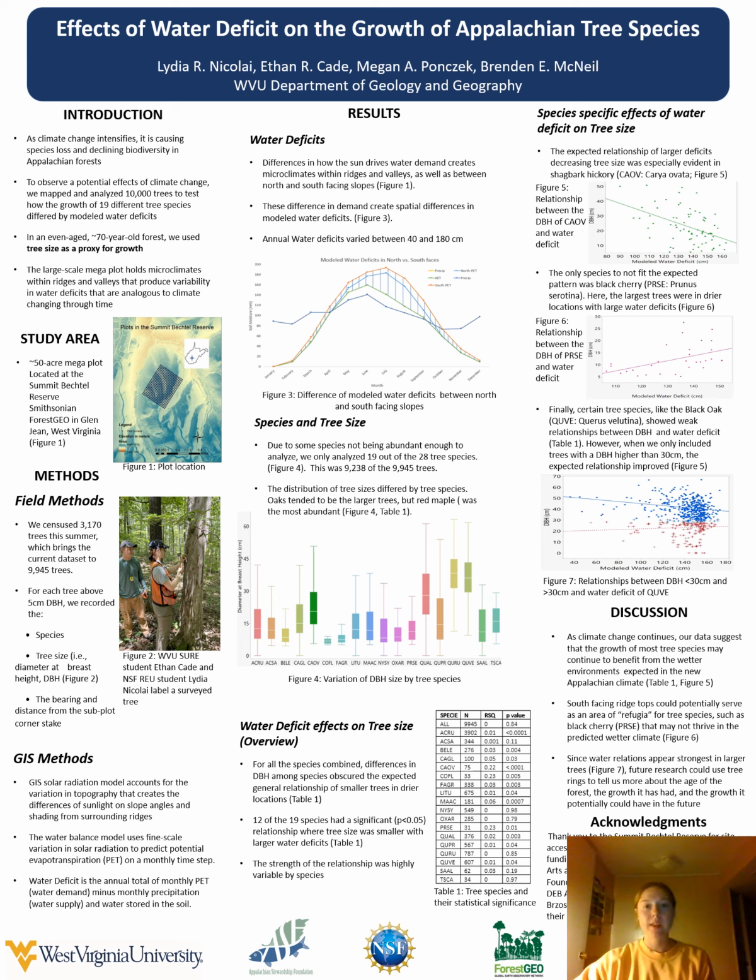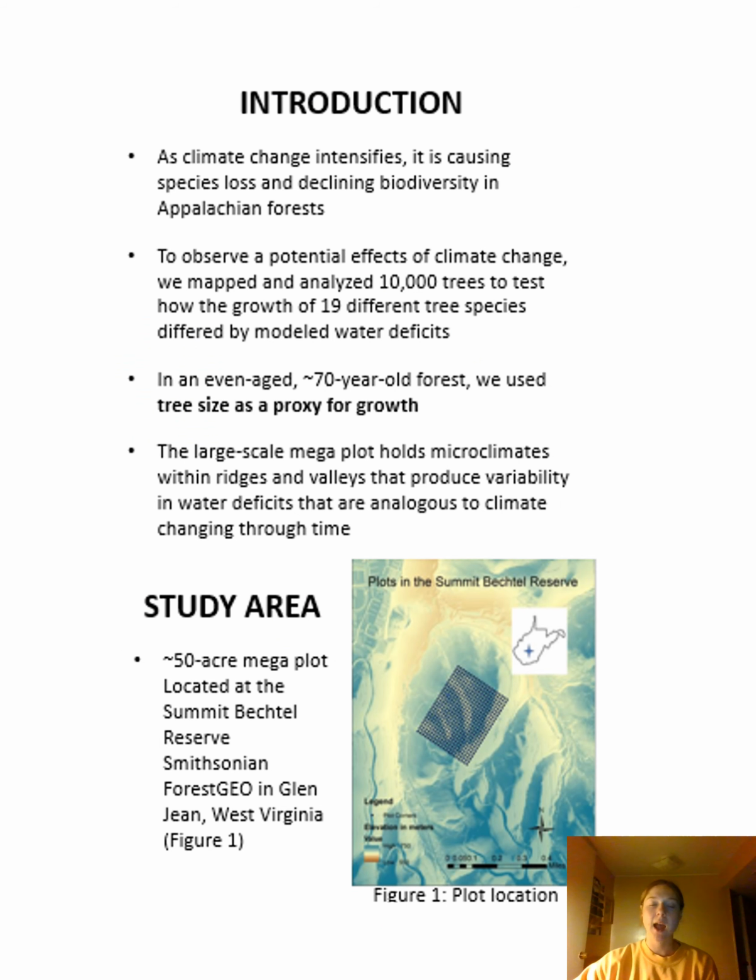Today I'm going to briefly go over the effects of modeled water deficits on the growth of Appalachian tree species. The importance of this idea is to add to the understanding of climate change and the effects that it can have specifically on the Appalachian region. We know that climate change can create species loss, and we were curious about the role of water in that.